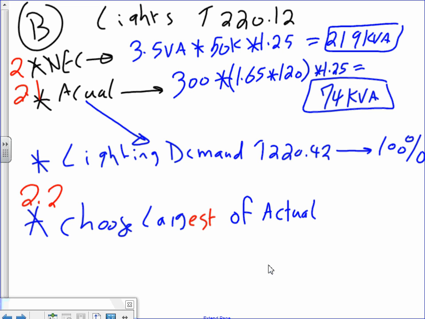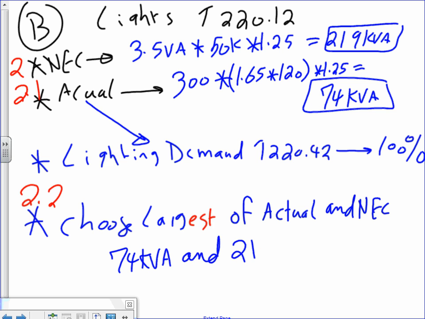And then the last step there is choose the largest of actual and NEC. So the largest of basically these two numbers, gentlemen. 74 kVA, and what's the other number? 219 kVA.